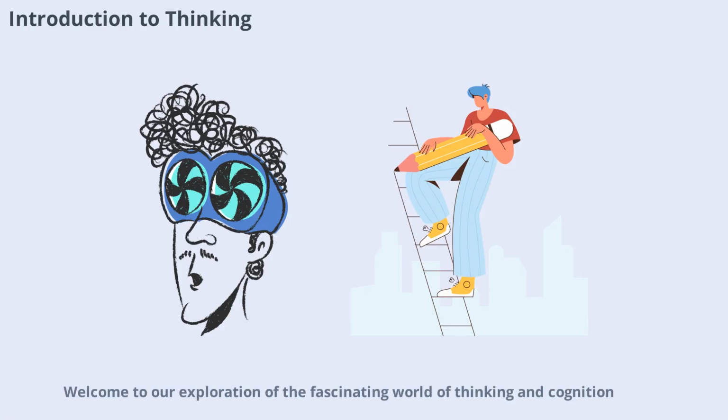Welcome to our exploration of the fascinating world of thinking and cognition. In this video, we'll journey through the mental processes that shape how we solve problems, make decisions, and use language. From the basics of categorizing information to the complexities of creative and critical thinking, we'll uncover the strategies and biases that influence our minds every day. Whether you're curious about how we form ideas or why we sometimes make errors in judgment, this guide will provide a comprehensive overview. Let's begin by understanding what thinking really means and why it's central to human intelligence.